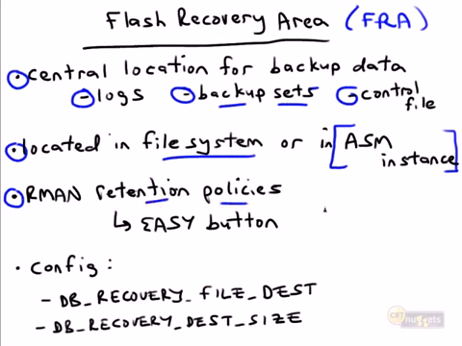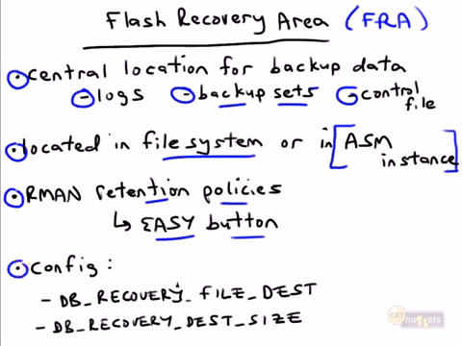Retention policies, something we're going to discuss very shortly. This is an RMAN property that allows us to determine how long RMAN will keep backups. FRA really represents an easy button, if you're familiar with that, because RMAN will automatically expire and purge outdated backups. You don't have to do anything as a DBA.